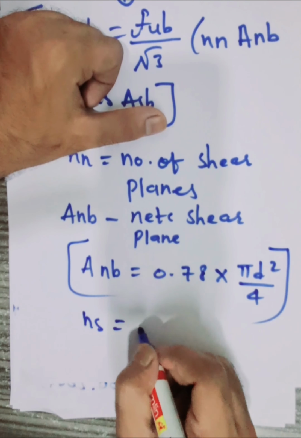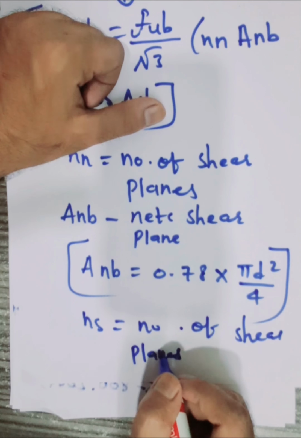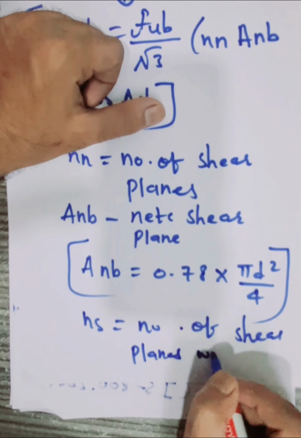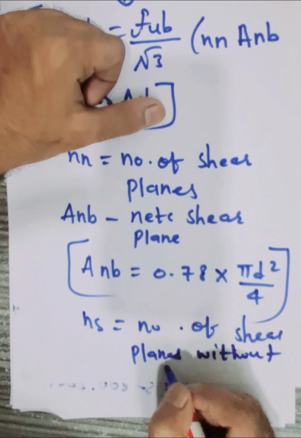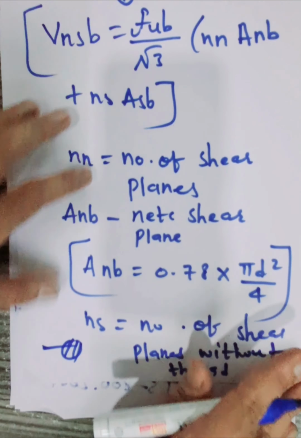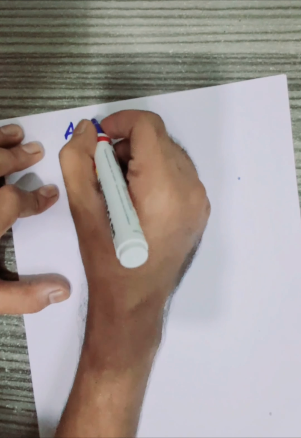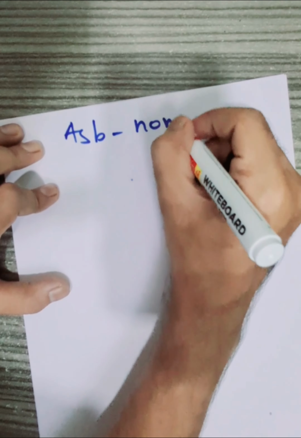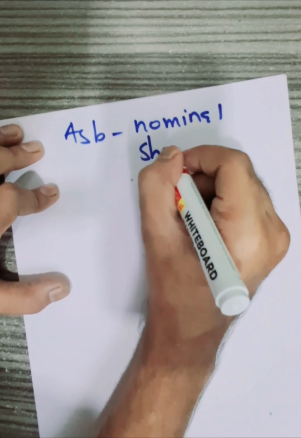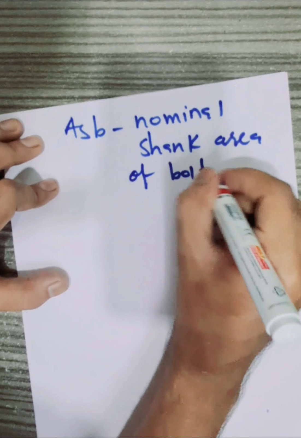What is NS here? NS is nothing but the number of shear planes without thread. Generally observe there is thread in the bolt like this; that is not there here. Now after that, let's go towards ASB. ASB is your nominal shank area of bolt.